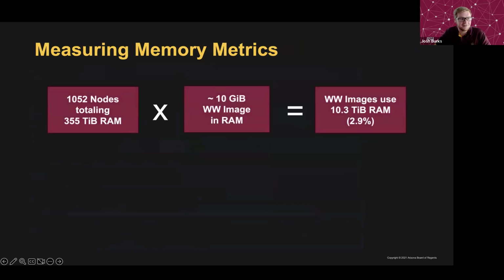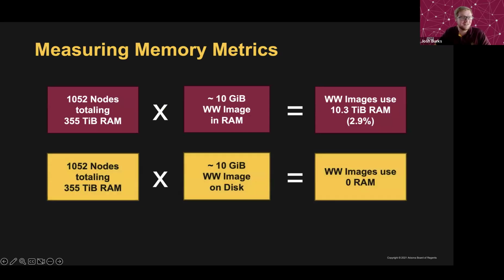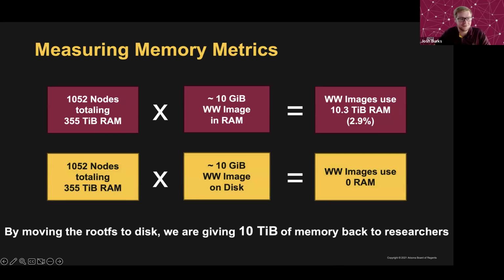scaling across an entire cluster with around 1,000 nodes totaling 350 terabytes of RAM. If we put a 10 gigabyte Warewulf image into every single node, we lose 3% of our memory just storing redundant copies of those Warewulf images. So if we put those on disk, we can give that 3% or that 10 terabytes back to researchers. And researchers love having 10 terabytes of memory.